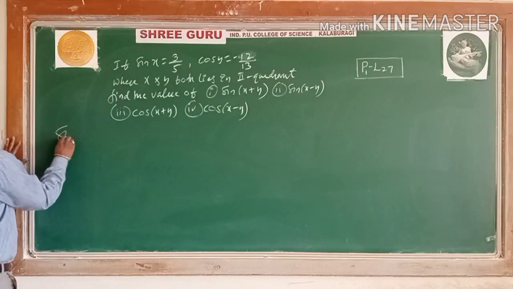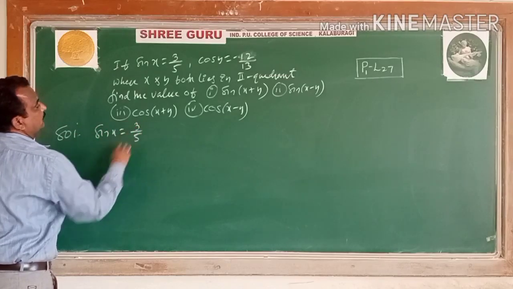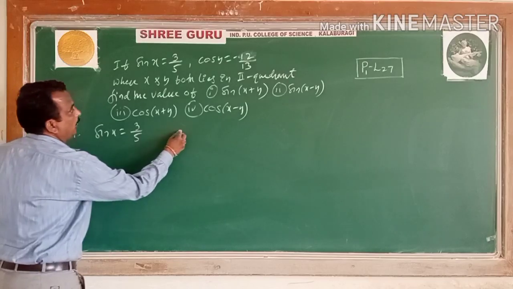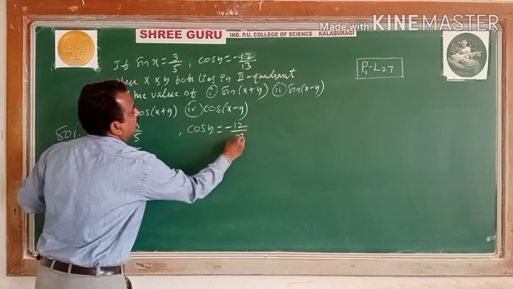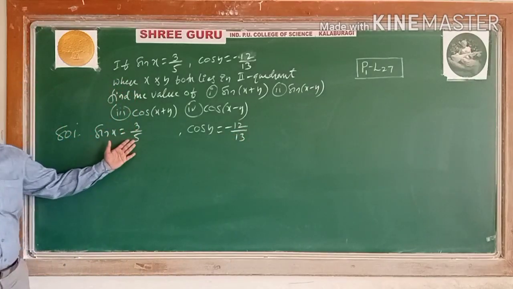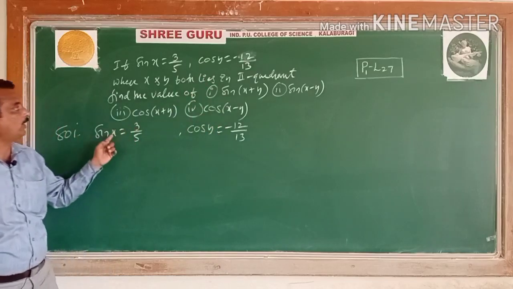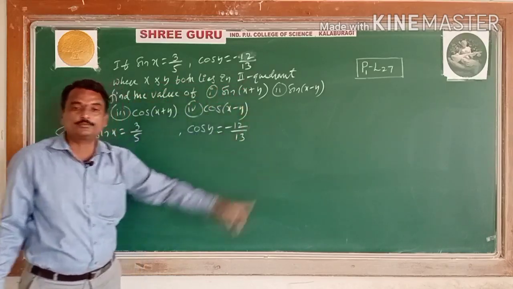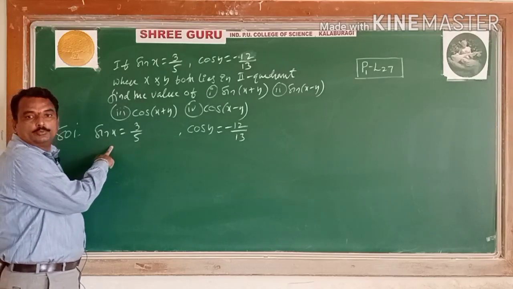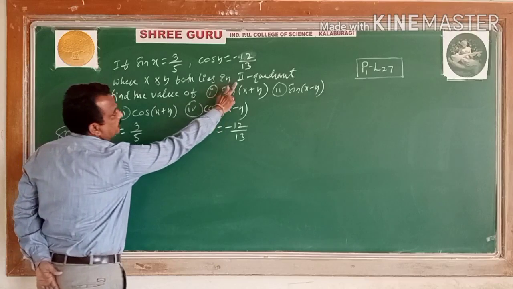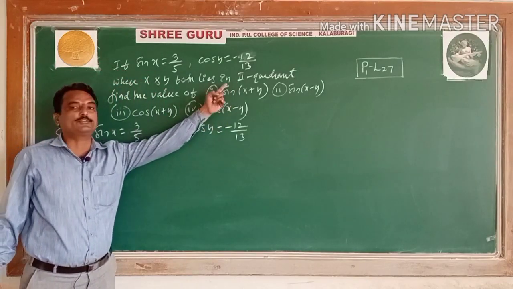See what is given here first. Sin x equals 3 by 5. And one more value, cos y, is given. Sin is positive and cos is negative. In which quadrant is it? Second quadrant. You know very well, sin is positive and cos is negative in the second quadrant.